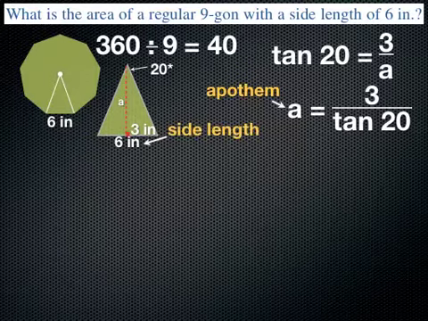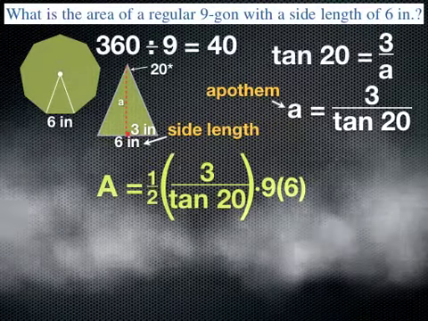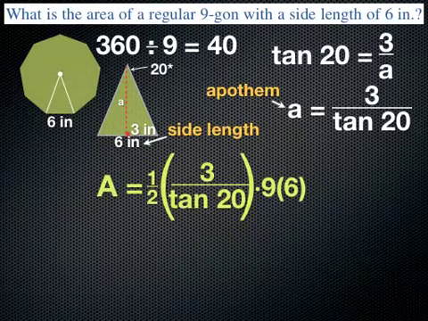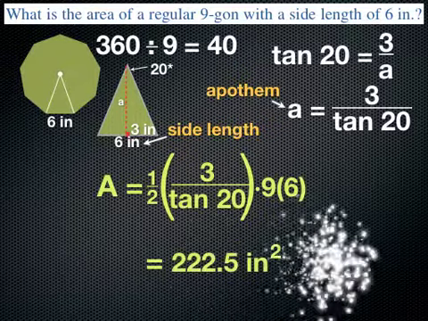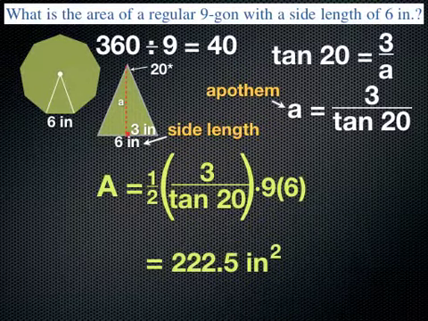My side length is 6, and I'm ready to plug in what I know. So area equals 1/2 times 3 divided by tangent 20 times 9, the number of sides, times 6, the side length. When you plug this into your calculator, you should get about 222.5 inches squared.